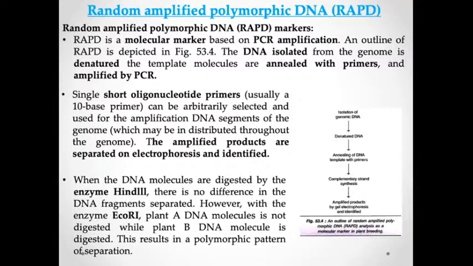What you can see in the random amplified polymorphic DNA, these RAPD markers, is that it's based on, of course, first of all, PCR amplification. First you isolate the genomic DNA, then you denature the DNA, then annealing of DNA with the primers, complementary strand synthesis, then the amplified products are identified by gel electrophoresis. After all these steps, your RAPD is done.